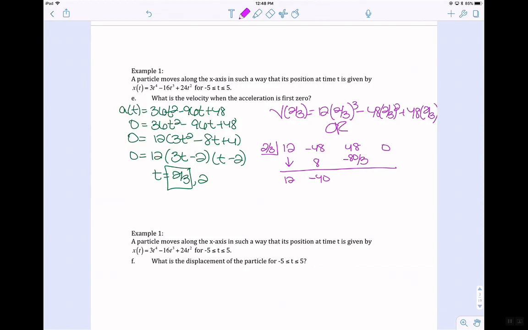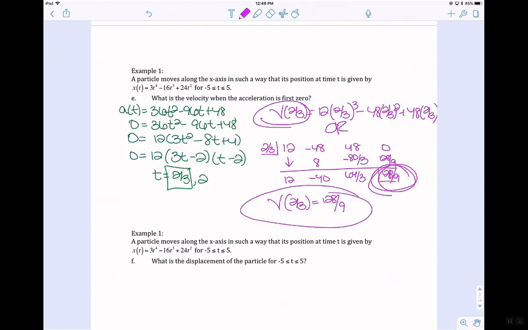48 minus 80 over 3, you can find a common denominator. And once you find that common denominator, you'll get 64 over 3. And then 2/3 times 64 over 3 is 128 divided by 9. So remember that that remainder there is what v of 2/3 would be equal to. So that's 128 divided by 9.